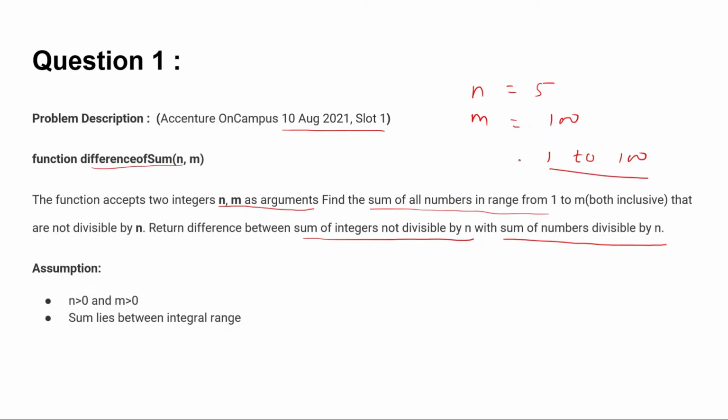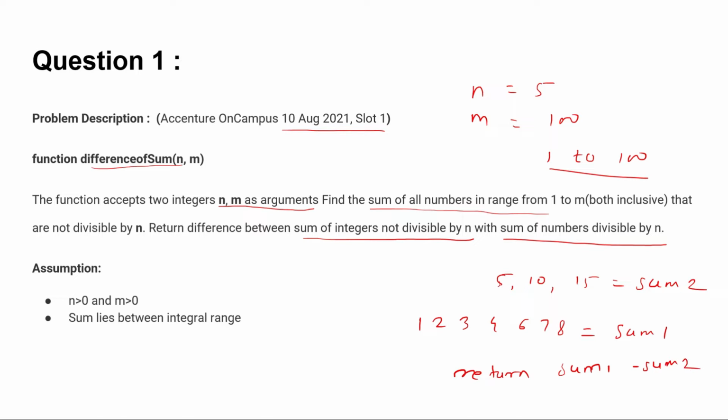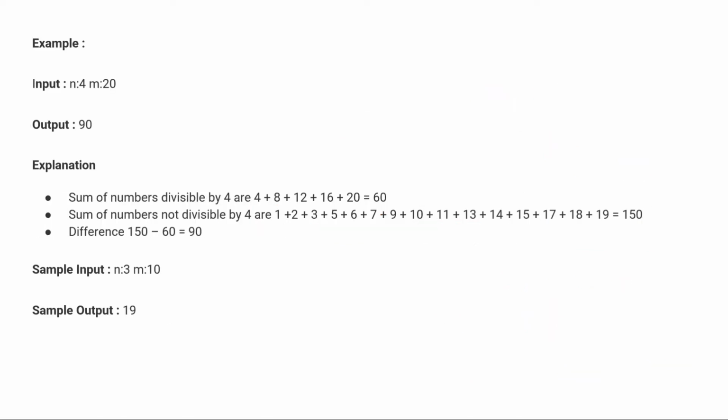Okay, now suppose we have 1 to 100. The divisible numbers are like 5, 10, 15, and the non-divisible numbers are like 1, 2, 3, 4, 6, 7, 8. So we have to calculate the sum of these numbers, sum 1, and then calculate the sum of these numbers, sum 2, and then return sum 1 minus sum 2. Okay, we'll see the example here.